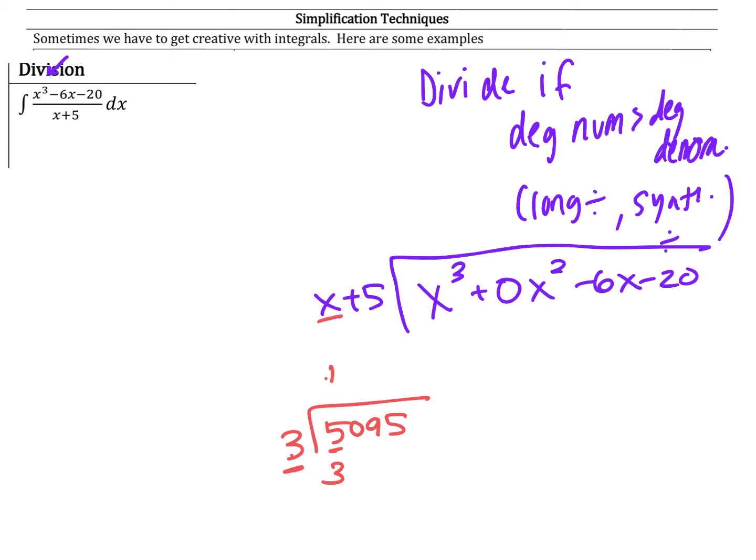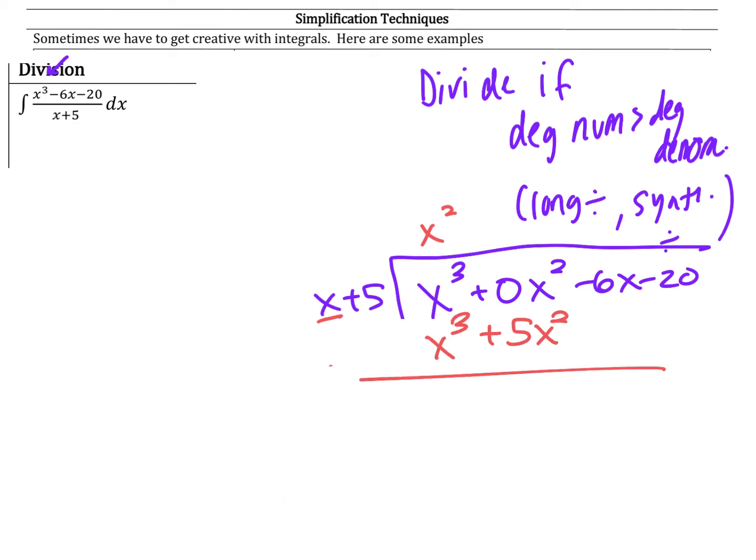Here I'm saying, how many times does x go into x to the third? Well, it goes in x squared more times. Or what do I multiply x by to get x to the third? I multiply it by x squared. That would give me x to the third. I'm going to multiply it also by 5, so times x to the third plus 5x squared. And then over here, the next thing I would do is subtract and then bring the next digit down. So we're going to work through that same process now, but with our polynomial expression.